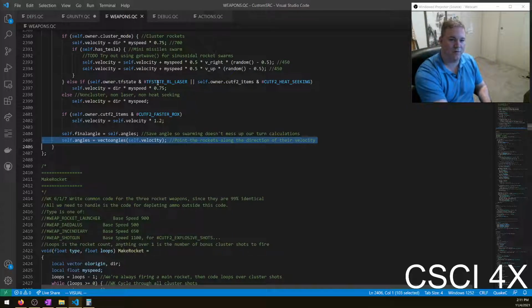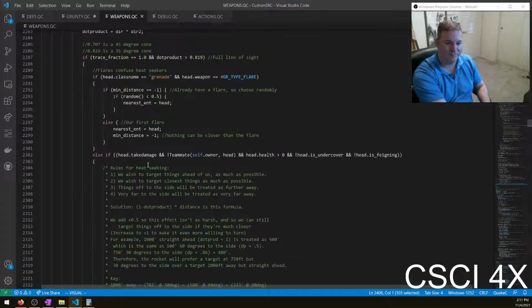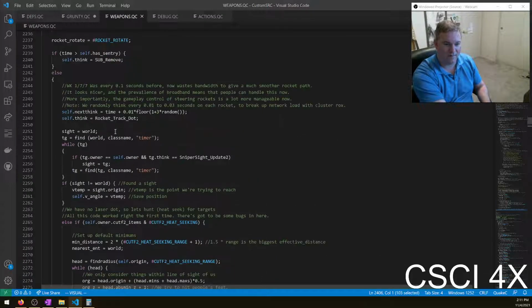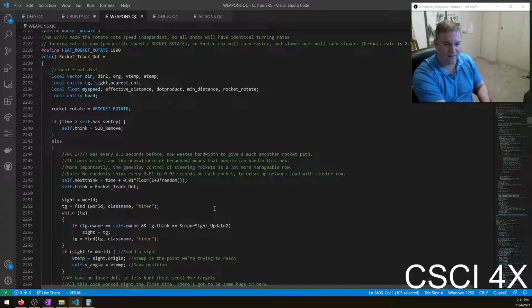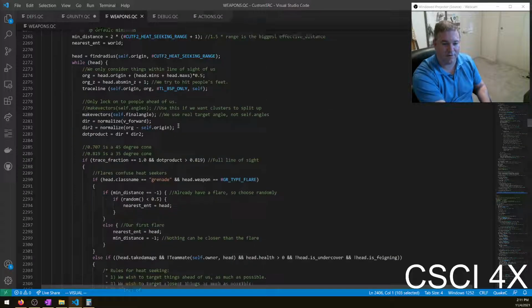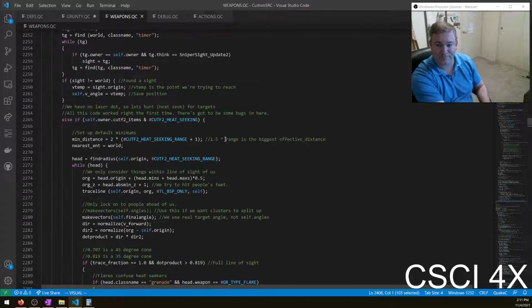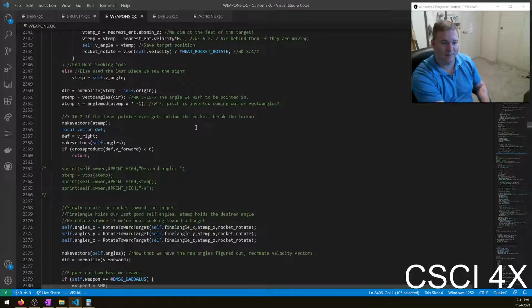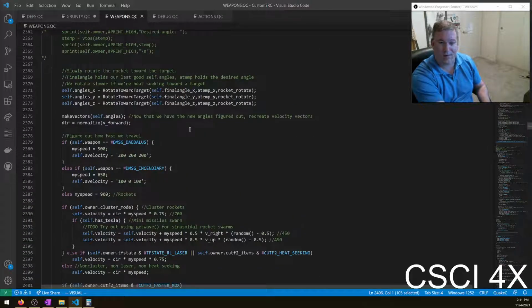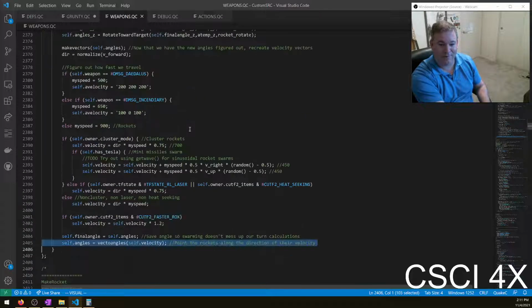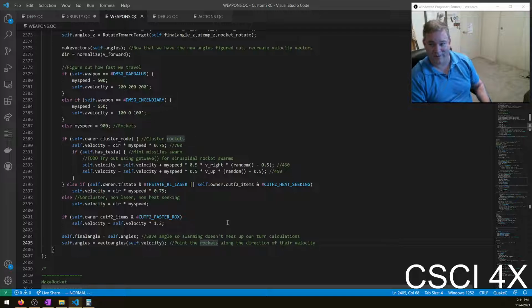So this whole nonsense here, sans the cluster rocket code, or the heat-seeking code rather, I wrote that all in one go, and it worked right the first time. And that was quite honestly one of the biggest surprises of my life.